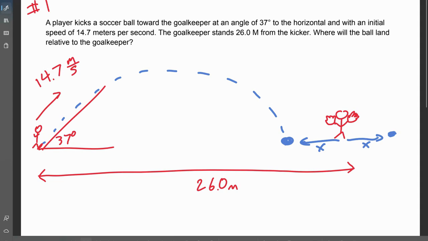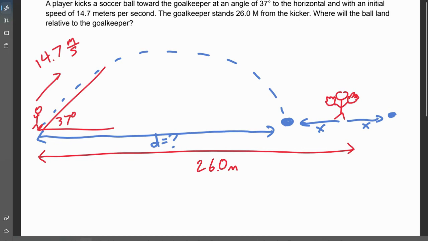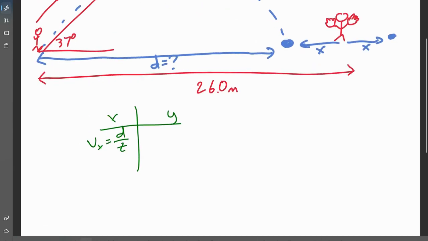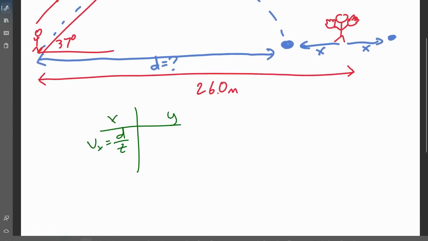All right, so how do we approach this? Well, we need to figure out our displacement for the path of this projectile. So displacement equals question mark. In the x direction, we only ever use Vx equals displacement over time. So we're going to need velocity in the x direction and time.